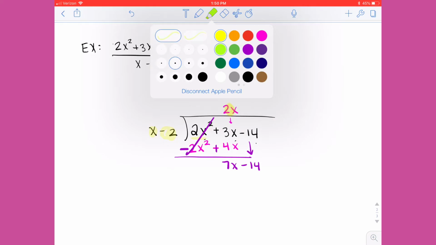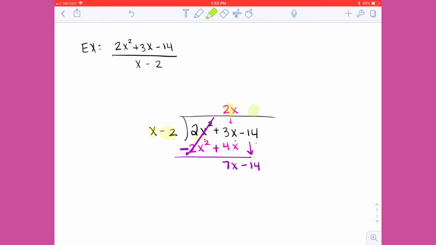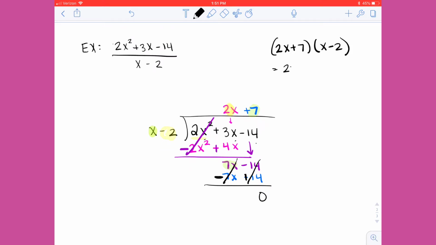And now I do the process again. What number times my x will give me 7x? Well, I get 7. That's a positive 7. Times x gives me 7x. And positive 7 times negative 2 gives me negative 14. But I have to switch all of my signs. So that becomes a negative, and now that becomes a positive. And this goes away, so I'm left with nothing. Therefore, I have found that 2x plus 7 times x minus 2 gives me the solution 2x squared plus 3x minus 14.